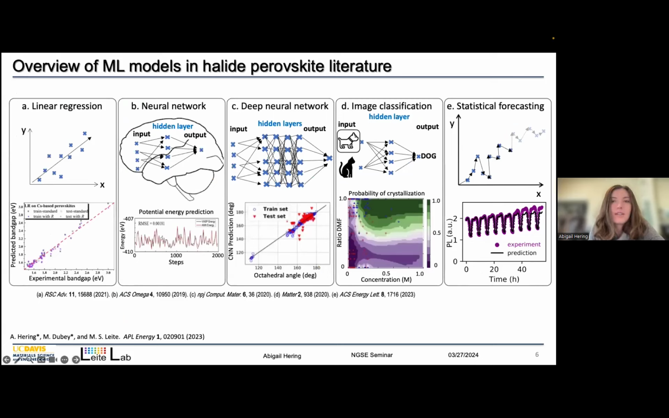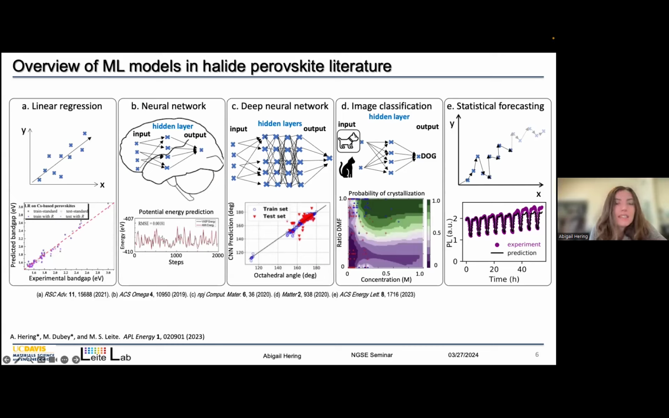Okay, so now I'll give an overview of some different types of models used in perovskite literature, starting with linear regression, which is probably the simplest machine learning model, and then moving on to some more complicated models. So linear regression is just a least squares curve fitting model. We're just fitting kind of a line of best fit.